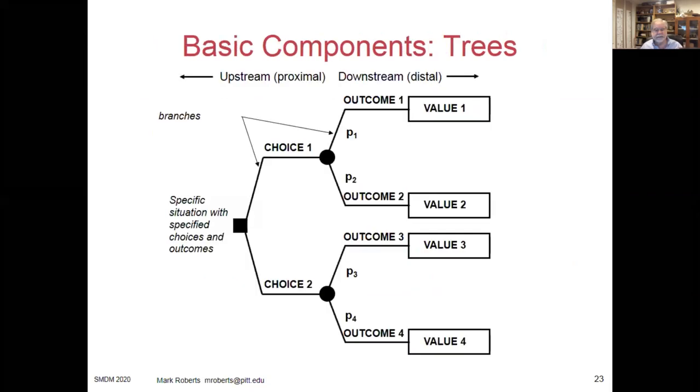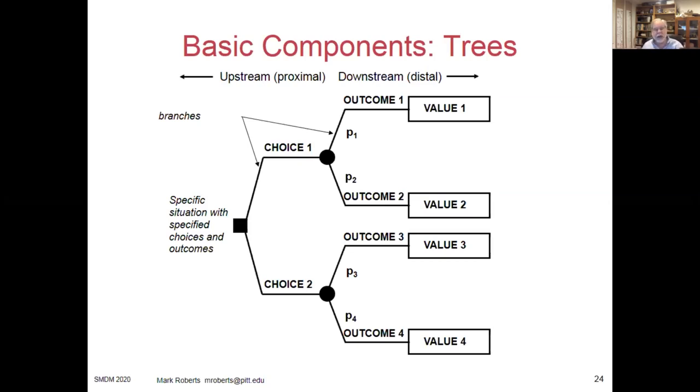Next slide. So there are a couple of basic components of a branch and node decision tree. The first is that you have to have a very specific situation that is specified with choices. What are the things that I'm choosing between? And that has to be reasonably complete of what the actual decision is. The branches off the decision node are the choices that you're going to pick. Here I'm showing it again as choice one and choice two. There could be many. Once you've picked a choice, then chance takes over, or probabilistic outcomes occur.